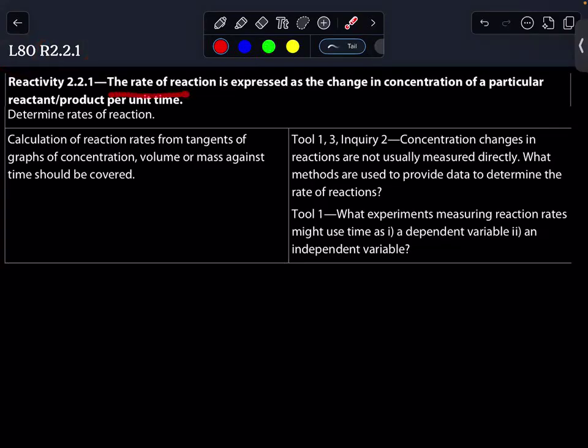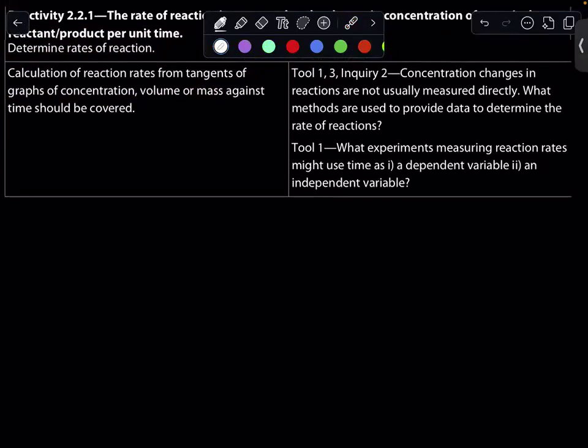We're discussing the rate of reaction, which is expressed as the change in concentration of a particular reactant or product per unit time. And we should be able to determine rates of reaction or figure out ways to determine rates of reaction by the end of this, as well as we'll talk a little bit about calculating rates from tangents of graphs. So, what is a rate?